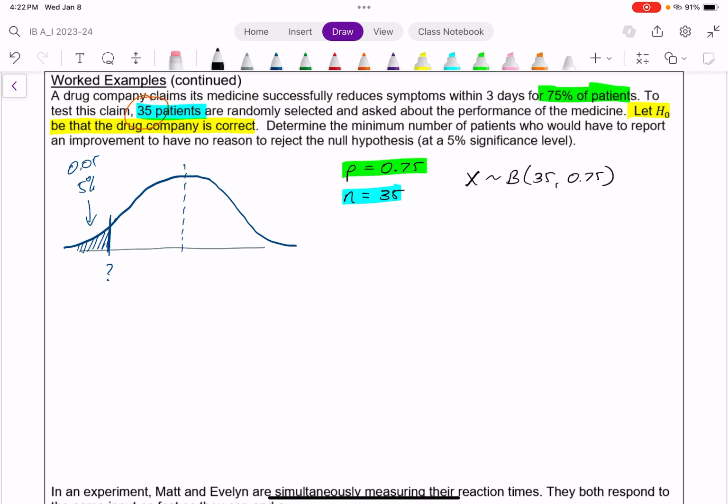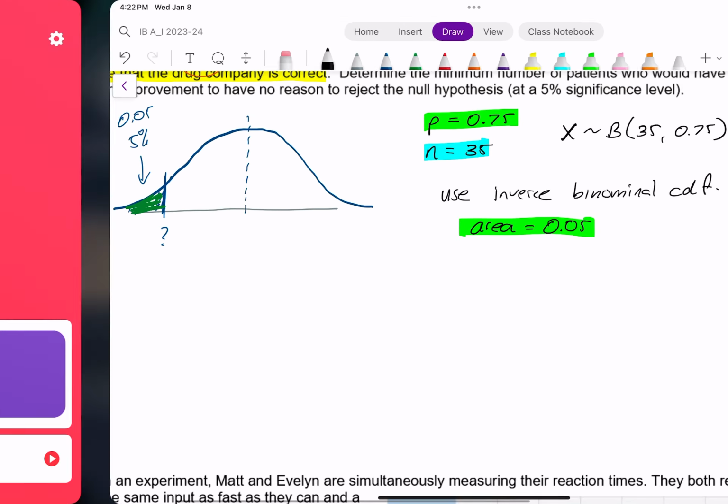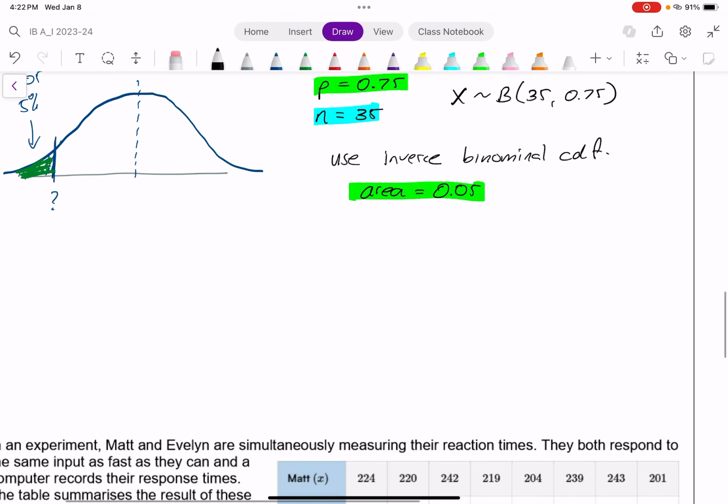What would be our x value? How many would have to be successful for this to be at most 5%? Well, we could use our inverse binomial CDF. We got to be a little bit careful though. For this, we would say the area we want to find is 0.05, right? That's the area we're looking at. If we do that, it should almost right away give us an x value of 22.